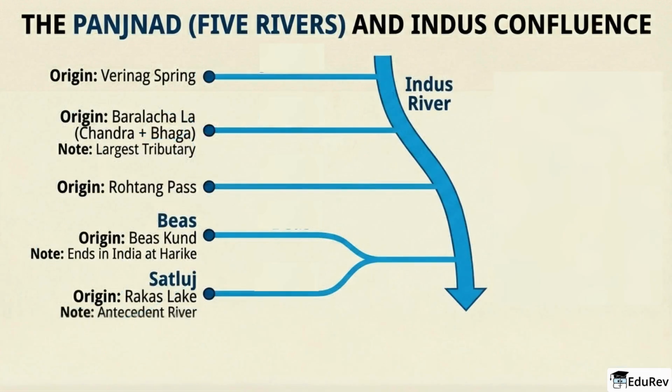Now we come to the Panjnad, literally 5 waters, and the Indus confluence system. The 5 major rivers are Jhelum, Chenab, Ravi, Beas, and Satluj.